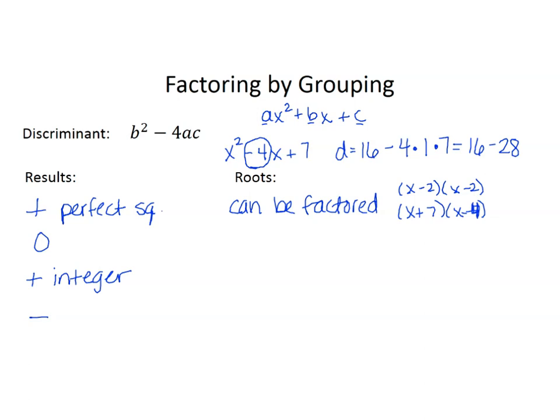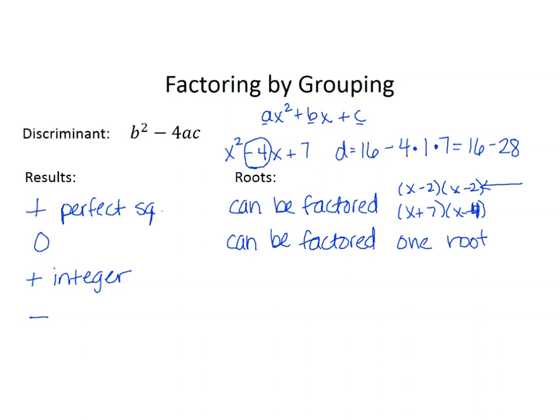If you get 0 when doing the discriminant, that means that it can also be factored. And you're going to have this situation where you only have one root or one solution. I mean, you're going to end up with 2 binomials, but they'll be identical. So we call that one root.